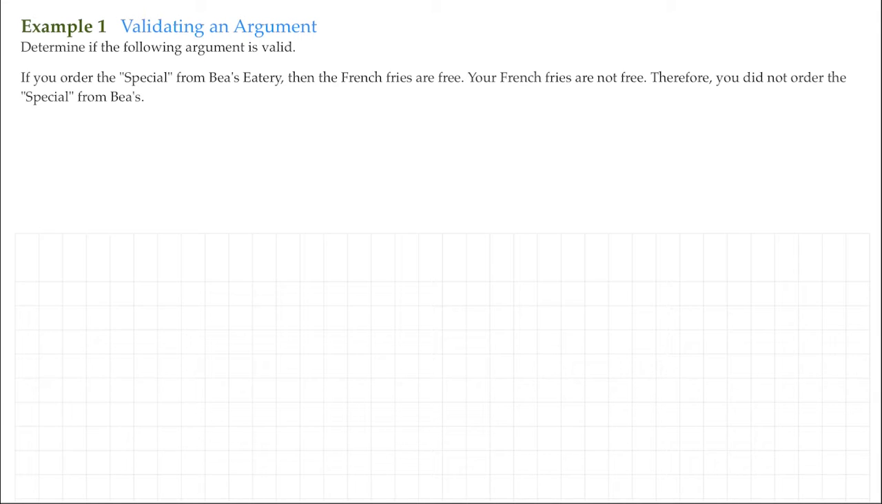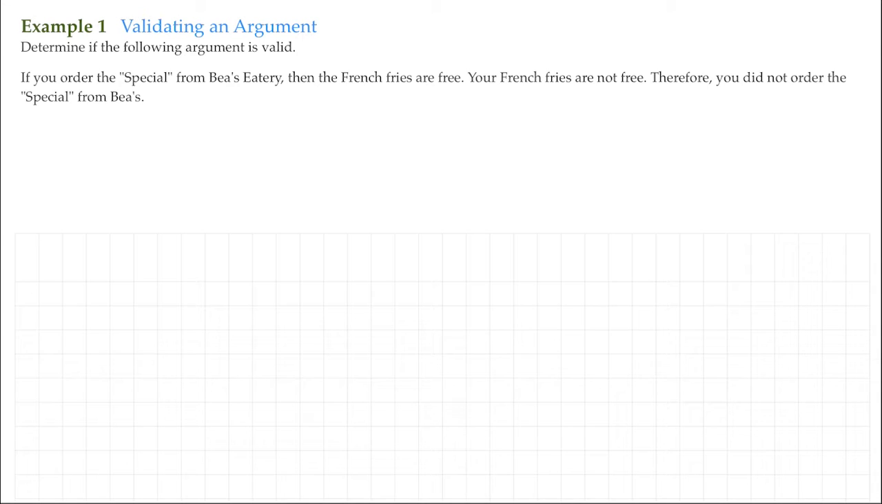So we have this argument up here. If you order the special from B's Eatery, then the French fries are free. Your French fries are not free. Therefore, you did not order the special from B's. Now, often when you read some of these arguments, logically to yourself, they may seem valid or not. So again, we'll read this. If you order the special from B's Eatery, then the French fries are free. So if you did not get free French fries, then you probably didn't order the special from B's. That seems to make sense. So that seems to be a valid argument. But we're going to show whether this is a valid argument or not by building truth tables. We want to see whether it's actually valid or not.